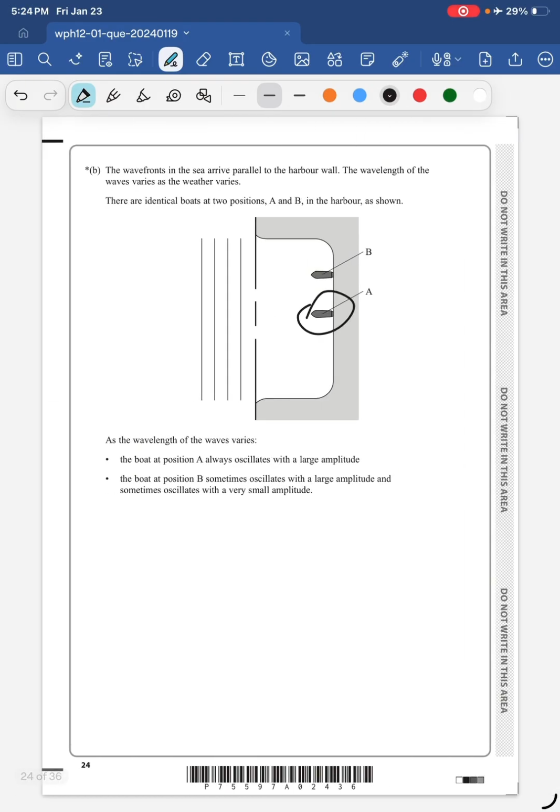So at A we get constructive interference. It oscillates with a large amplitude. At B, things kind of vary. So sometimes the path difference is lambda over 2, therefore no large amplitude oscillation. But sometimes it's lambda, so we get a large oscillation and so on. So it's not steady. The phase difference is not steady. Okay, and this happens in real life.